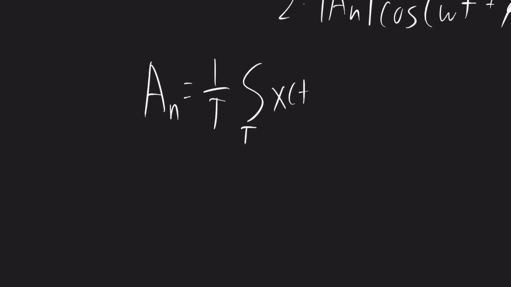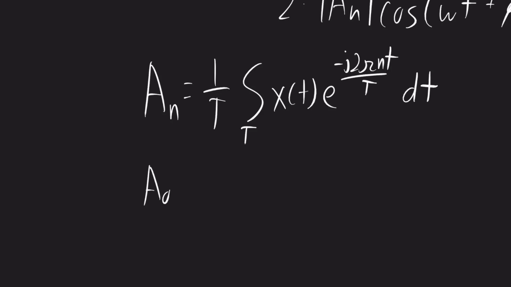So I'll write out the equations for those. The equation for A sub n is going to be 1 over T times the integral over 1 period of the periodic signal of x of t times e to the negative j 2 pi n t over big T, all with respect to time. And A naught will be 1 over T times the integral over 1 period of just x of t dt.